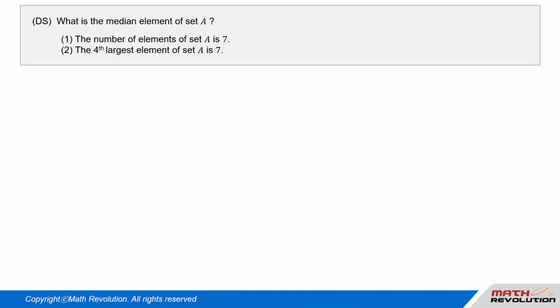Question: DS. What is the median element of set A? Condition 1. The number of elements of set A is 7. Condition 2. The fourth largest element of set A is 7.